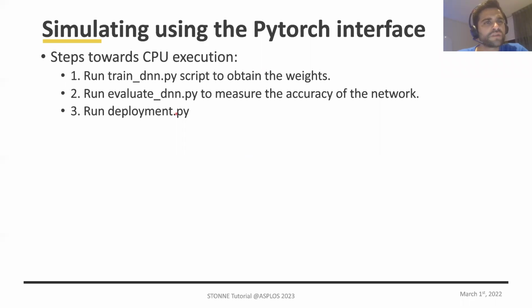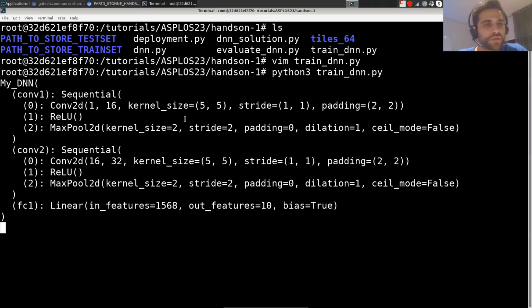So these are the steps that we will perform. We will run train DNN. This is what we are doing. Then after that, we will evaluate the accuracy of the DNN based on the weights that we have trained, and then we will run deployment.py using the CPU, and we will see that our model is really able to predict a number written into an image.